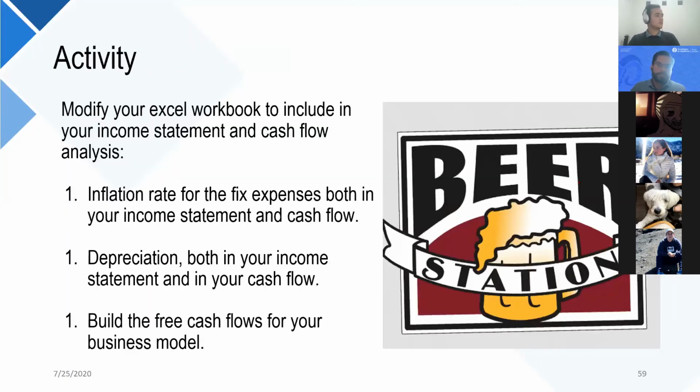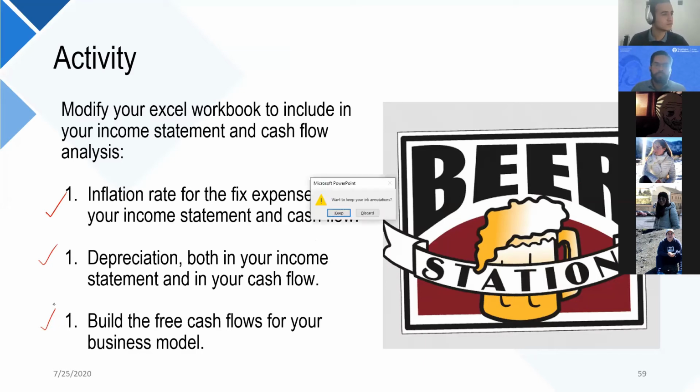So by the end of this session, you are supposed to have your inflation rate fixed inside your calculator, inside your fixed expenses except for depreciation. You will also have depreciation calculated in both your income statement and your cash flow, and you are expected to have your free cash flow built for your business model. And remember, do use formulas for everything, as you will be changing that when you do your final project analysis. Okay, guys? Okay, so that will be it for the cash flow.